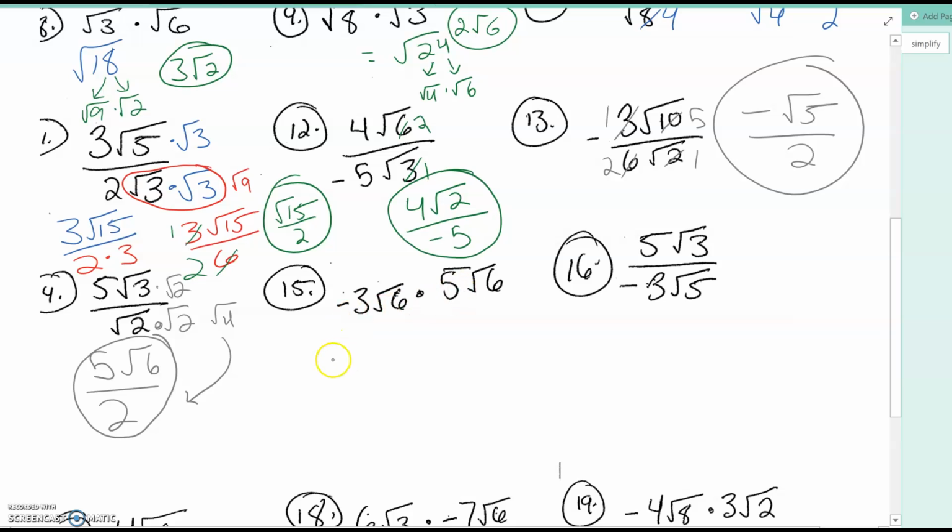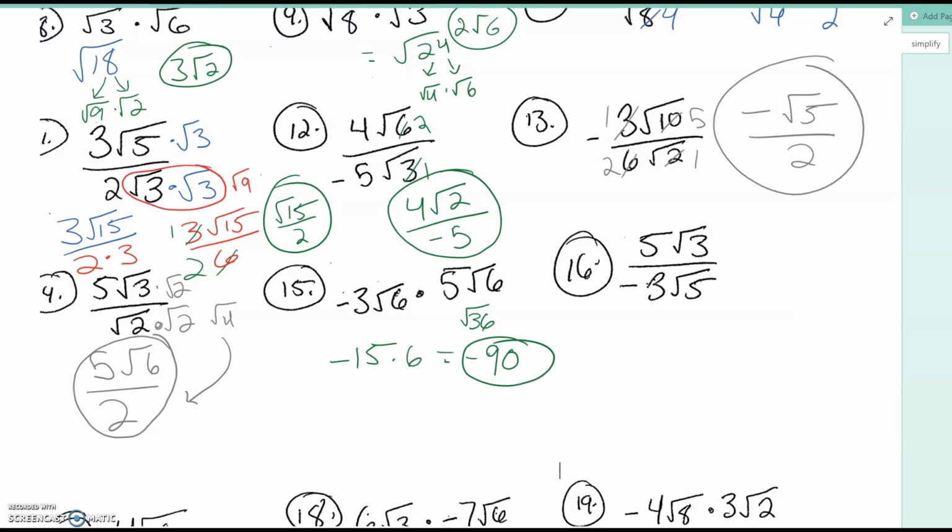Negative 3 times 5 is negative 15. Square root of 6 times square root of 6 is square root of 36, which is 6. Multiply those together. I believe that's negative 90. I'll check that out in the calculator. Negative 15 times 6, negative 90. Perfect.